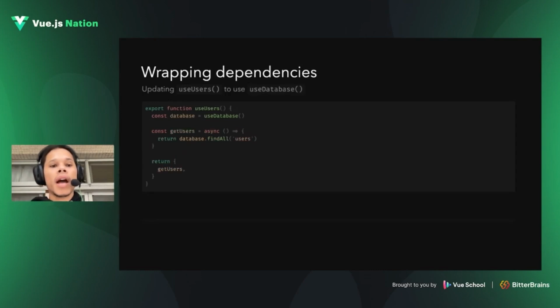Now, our use users function, or composable rather, is much simpler. We just have to pull the database and we use it to find all users. The benefit is that now the code is focused on business logic. So this makes reading it much easier, but it will also make migration easier and make testing easier. Let's see what this changes in our test.